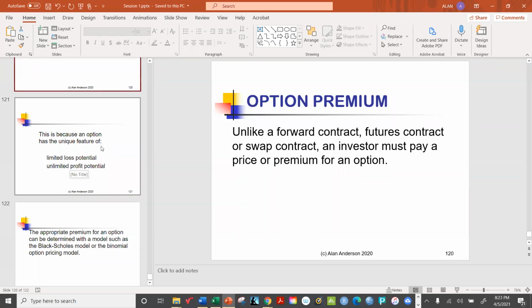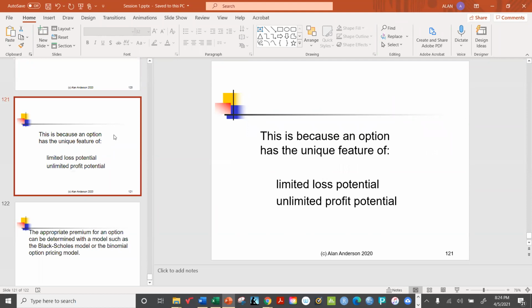first let's explain why this is happening. Unlike the other derivatives, with an option, there's a limit to how much you can lose, but there's no limit to how much you can make. And that's an incredibly valuable feature. This is really what you're paying for when you buy an option. Okay, so that's why, unlike the others, we have to pay for this. Now, the premium itself is a very challenging thing to figure out.